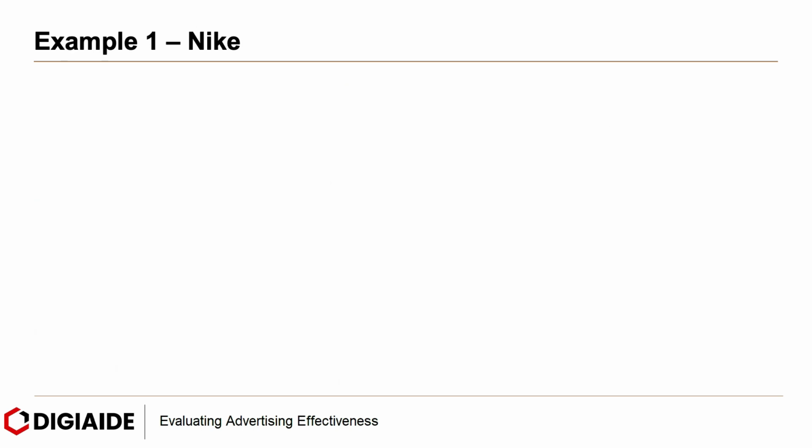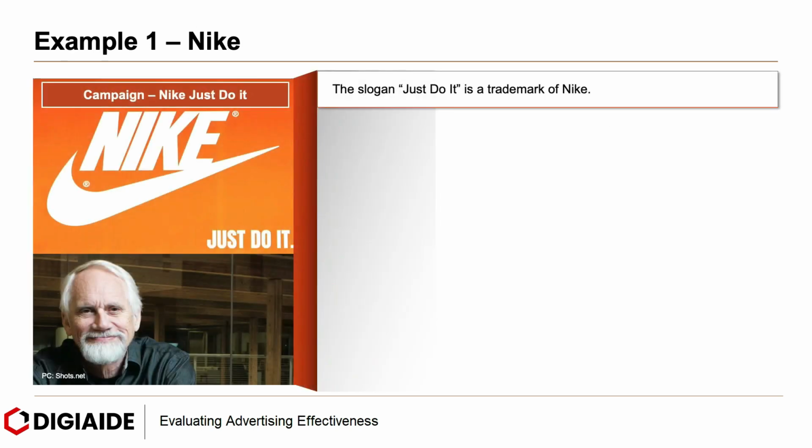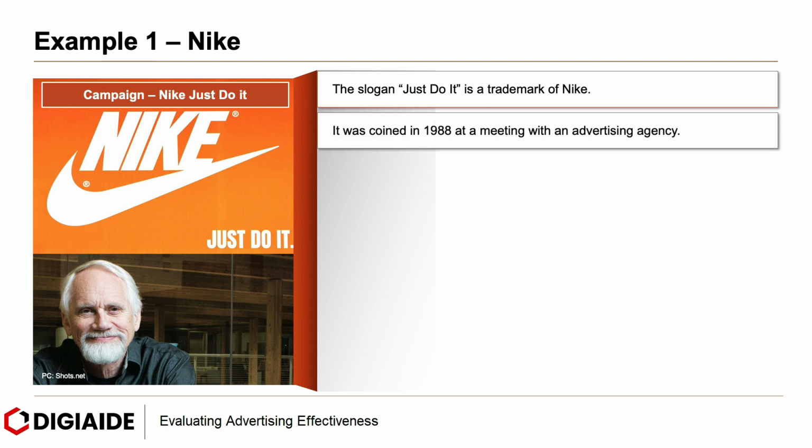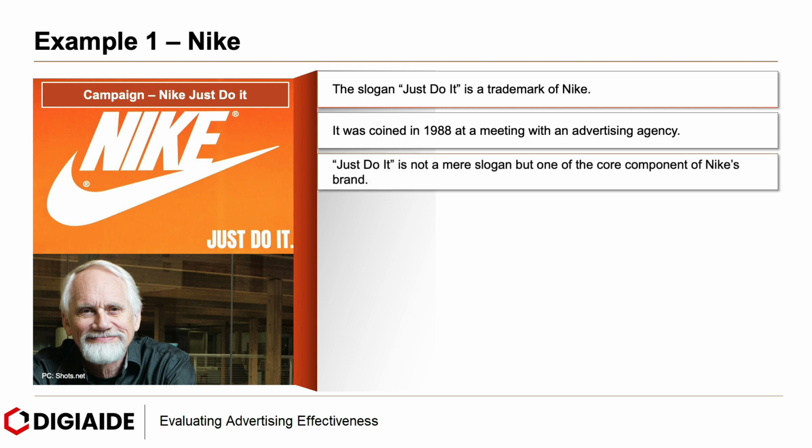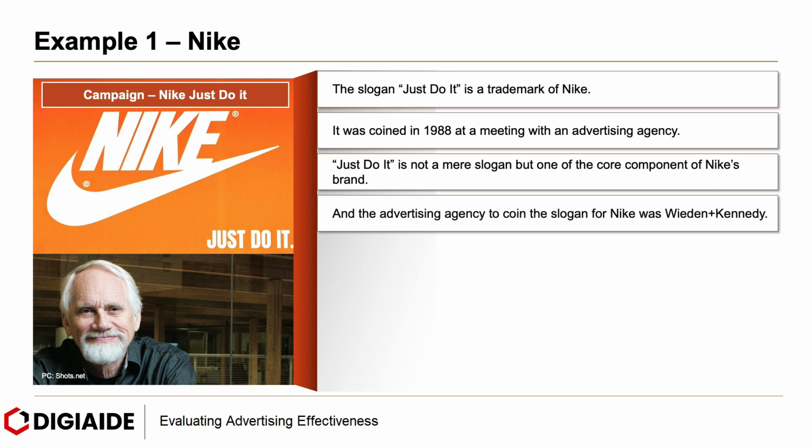Now let's look at some examples. First, Nike. Campaign: Nike Just Do It. The slogan Just Do It is a trademark of Nike. It was coined in 1988 at a meeting with an advertising agency. Just Do It is not a mere slogan but one of the core components of Nike's brand. And the advertising agency to coin the slogan for Nike was Wieden plus Kennedy.